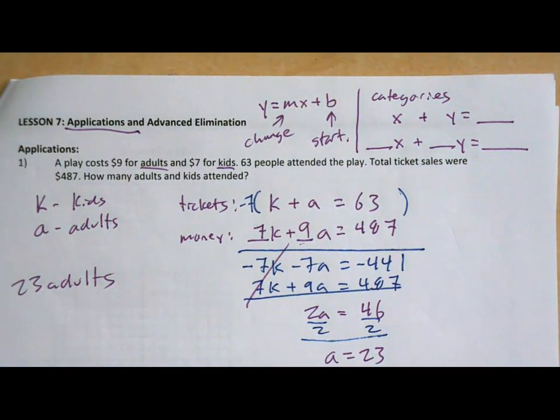Normally we would take that, plug it back into one of those equations, but I bet you guys can do this in your head. How many tickets were sold altogether? 63. If 23 of them were adults, then how many were kids? 40.